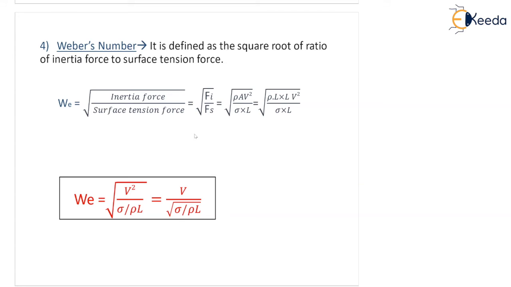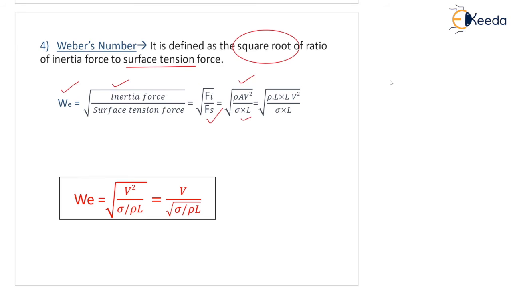Next is Weber's number. It is defined as the square root of the ratio of inertia force to surface tension force. Root under is very important, as mentioned here. Except Reynolds number, everywhere you will find the square root. Inertia force to surface tension force, Fi by Fs, rho A V square by sigma into L.